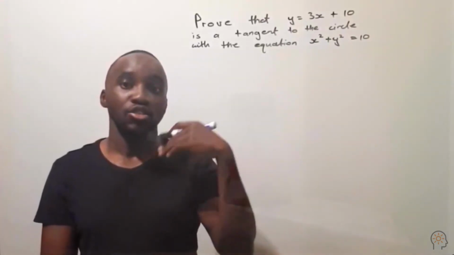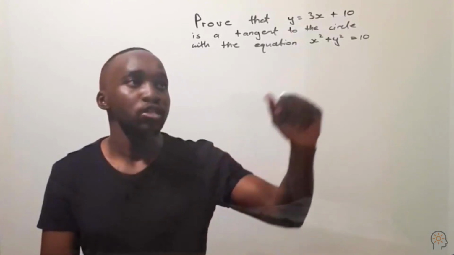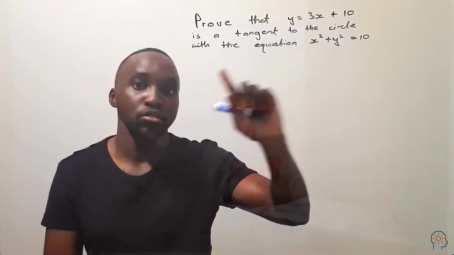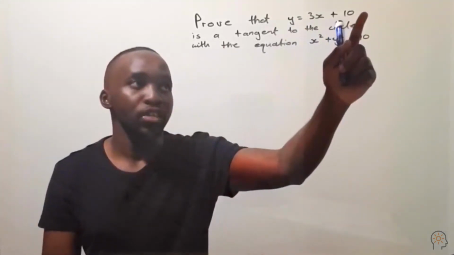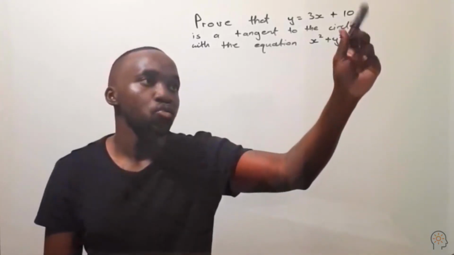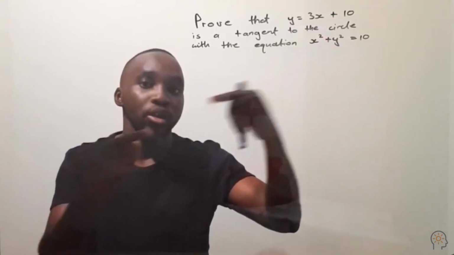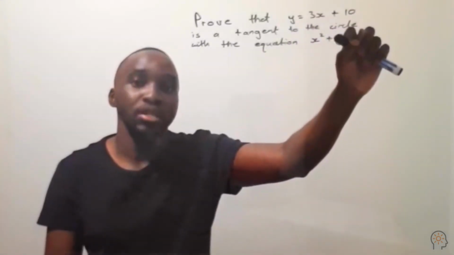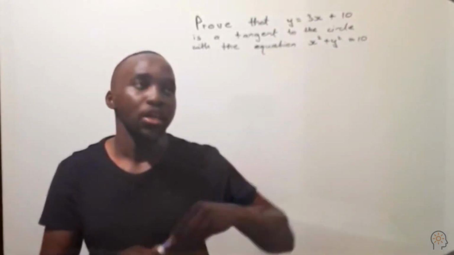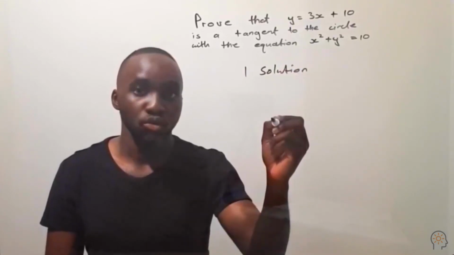Anytime you're going to be asked to prove questions like this, you want to remember one key thing. Firstly, a tangent is a line that will only touch this circle once. So if you're going to prove that this is a tangent to this circle, you want to work out these two equations simultaneously, or rather, you want to work out where these two equations meet. Obviously, if this is a tangent to this circle, then you want to get one solution.